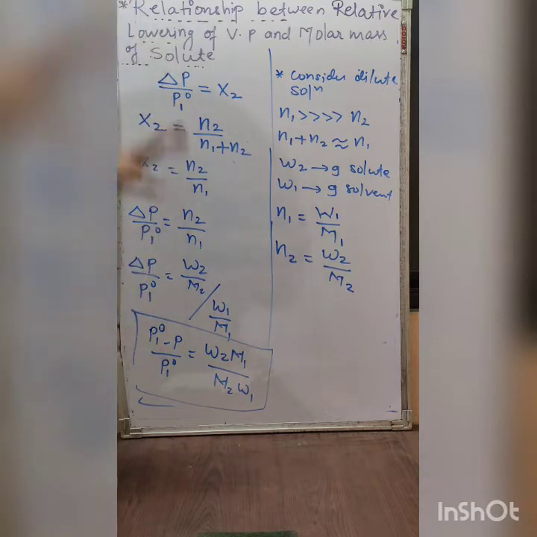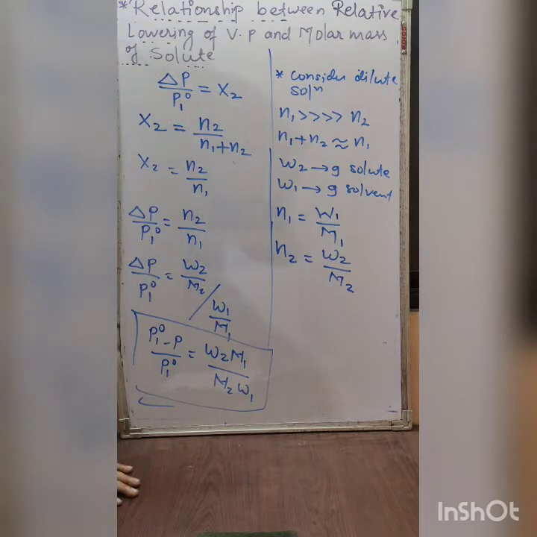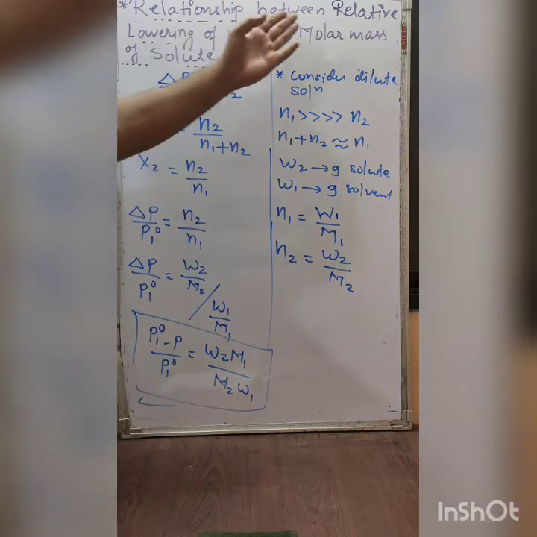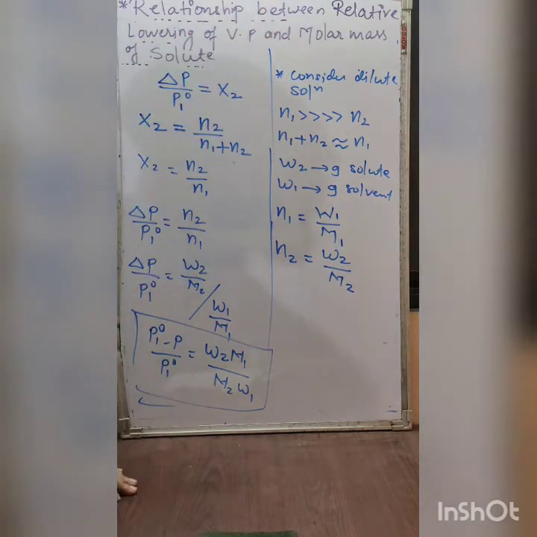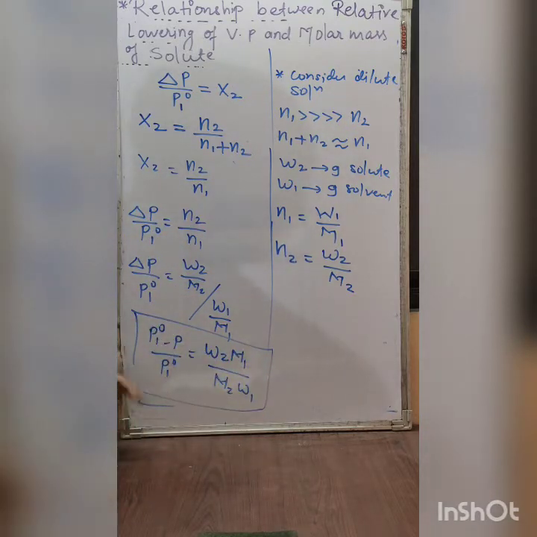This topic is mostly asked in this way: derive the relationship between relative lowering of vapor pressure and molar mass of solute. In terms of numericals, all the quantities will be given, and in the exam you will be asked to find out the molar mass of solute in a given solution. Sometimes it asks for P10 or sometimes P.